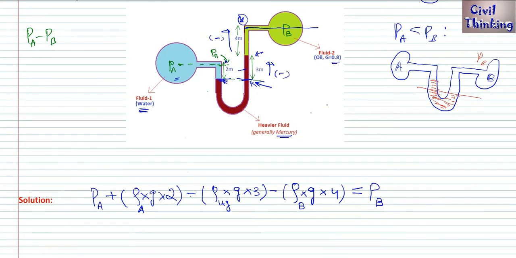In the previous case, because there was no pipe, this was open to atmosphere, so we had equated this to 0, right? But here we will not write 0, we will write PB. Because here there is no atmosphere. Do you see any atmosphere here? No. Here is fluid B, so of course here will be PB instead of 0. That's why I have equated all of this to the pressure at B.